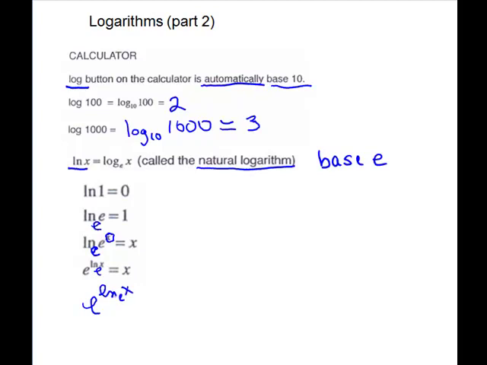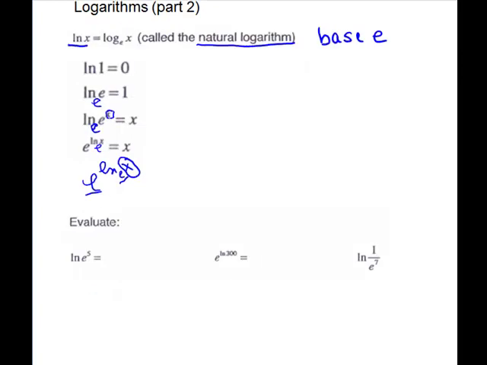You don't see this when you do natural log. It's automatically base e. But these are the same, so the answer is x. Let's look at a few problems with these properties. So we have the natural log of e to the fifth. This is really the natural log base e, because it's always base e, of e to the fifth.